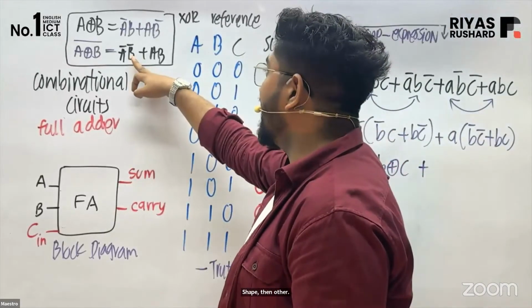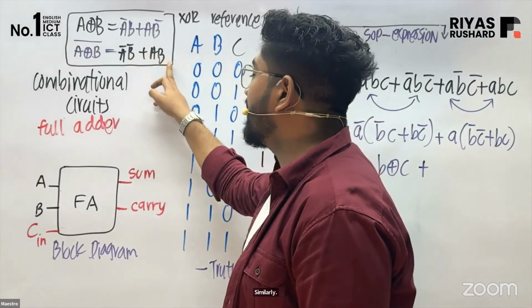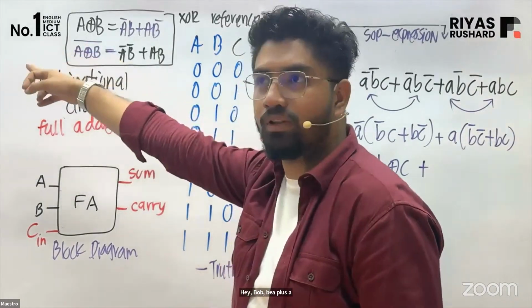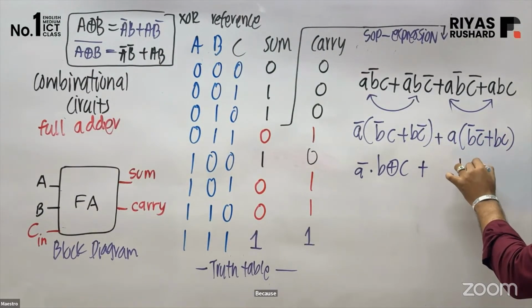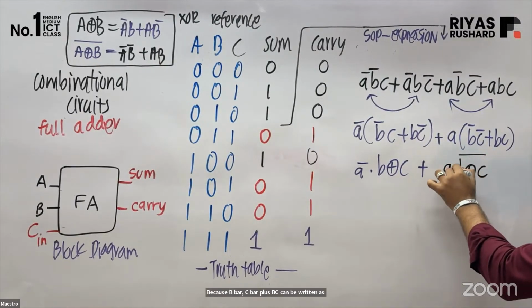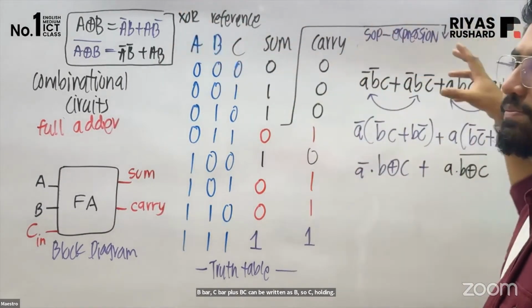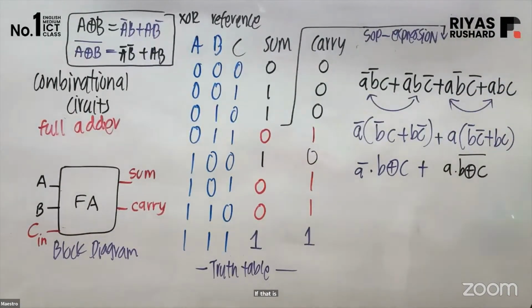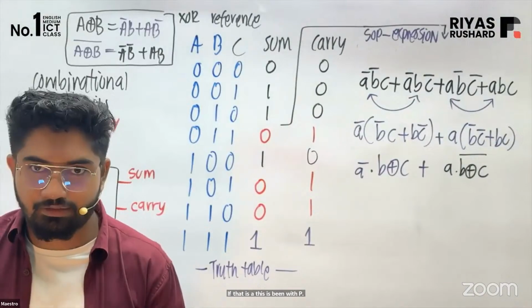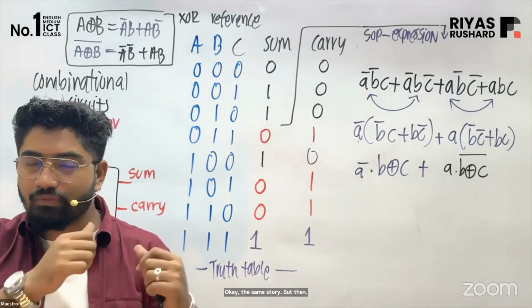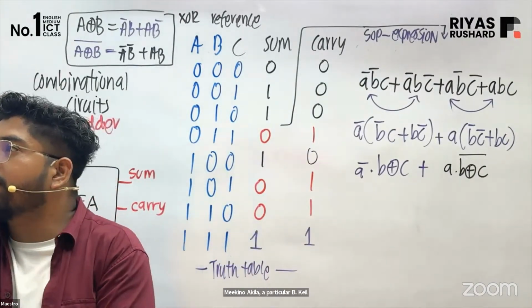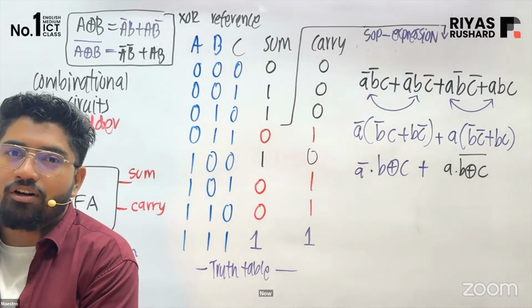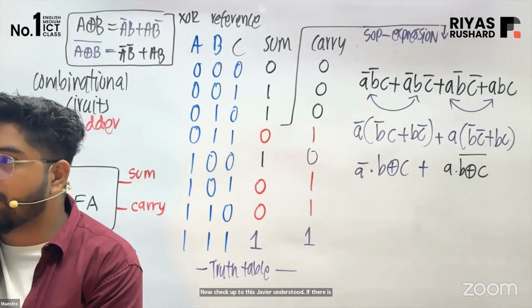Similarly, A bar B bar plus AB can be written as A XOR B whole thing bar. This also can be similar, no? Because B bar C bar plus BC can be written as B XOR C whole thing bar. The same story, but you change the expression. Have you all understood? If there is a question which I have not replied to, ask, and I'll help you all again.